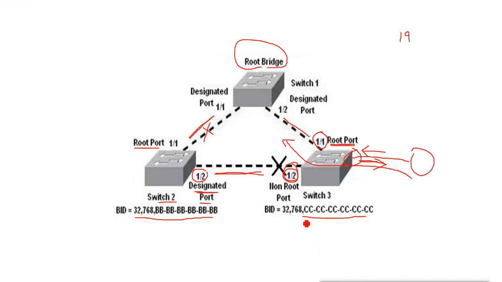For the first 20 seconds, it will remain in the blocking state. It will not forward any data; it will only accept BPDUs, which means it will only accept and process BPDU packets. After that, it goes to the listening state. Here it still will not accept any data from anywhere; it will only accept BPDUs and forward them to other switches. In blocking it only receives BPDUs, then in this state it will forward the BPDUs also.